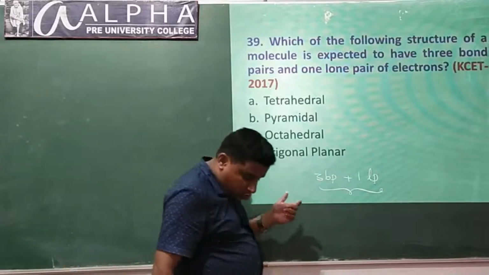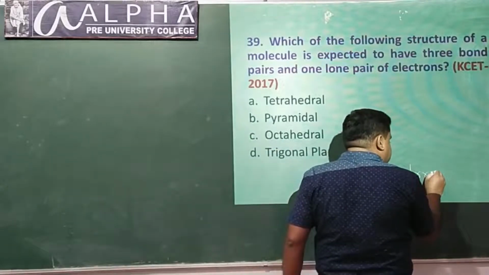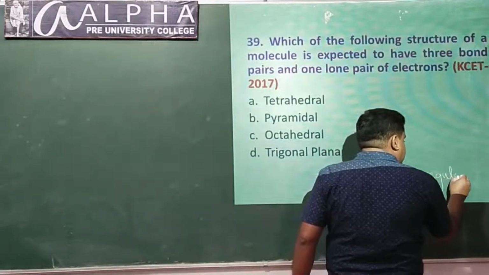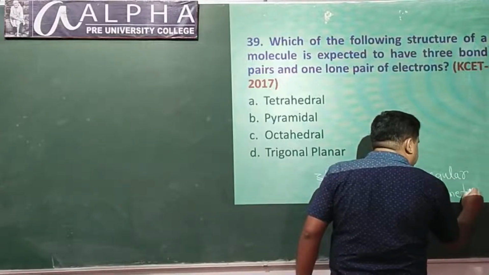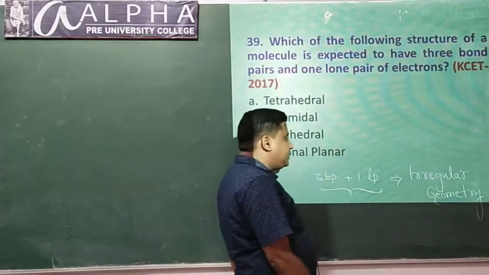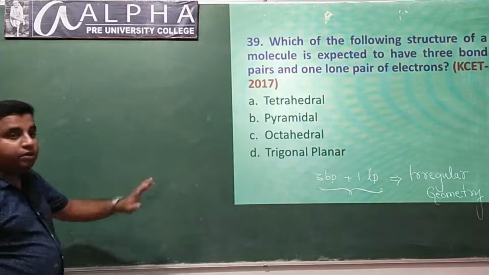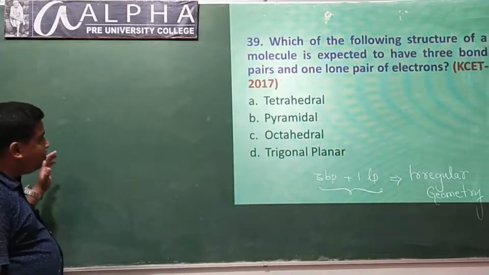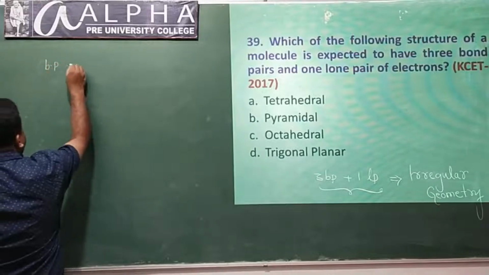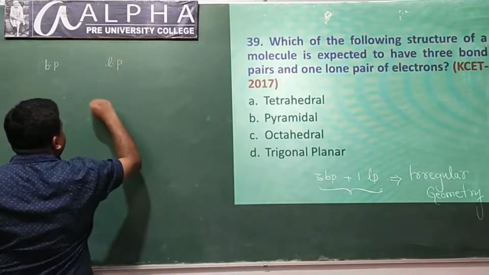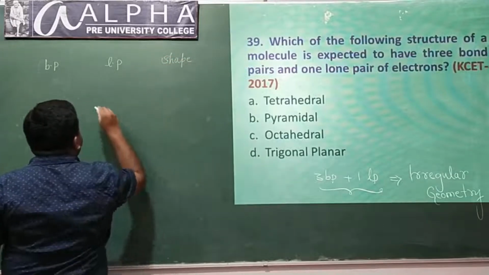If the structure has both bond pairs and lone pairs, what do you call that structure? Irregular geometry. For irregular geometry, I have given a table. Do you remember? I made you write a table consisting of bond pairs, lone pairs and the shape.